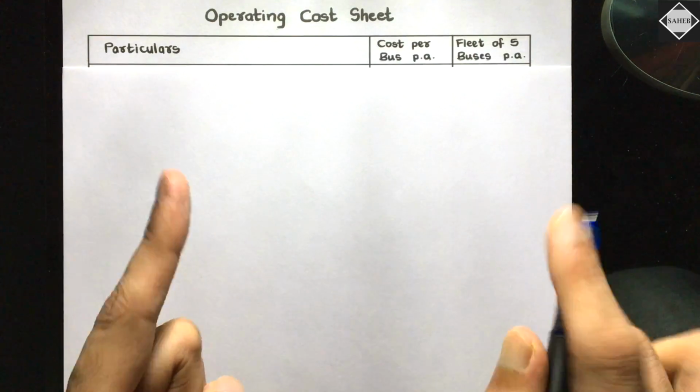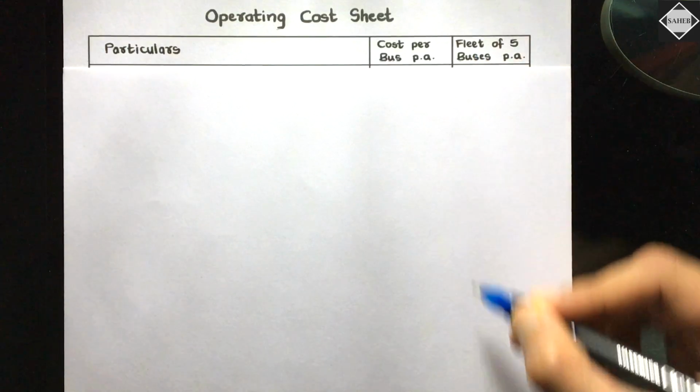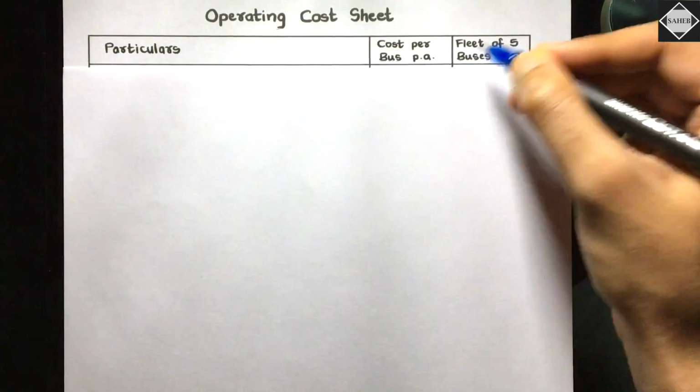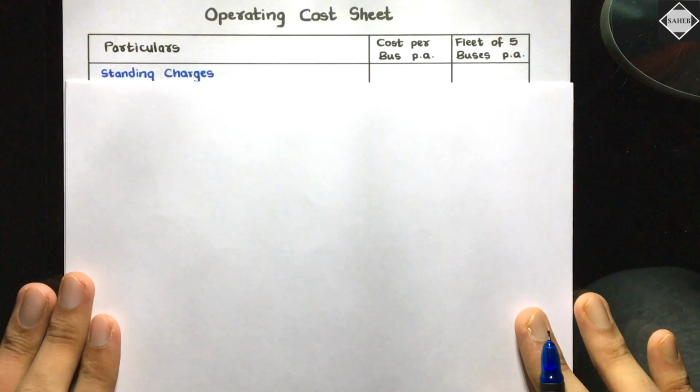Okay, that's what we are going to do. We'll get all the values, then we'll just multiply by 5 to get the total cost of a fleet of 5 buses. Is it clear? Simple. Okay, let's begin with the standing charges.